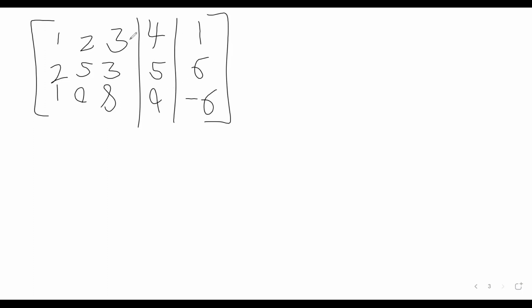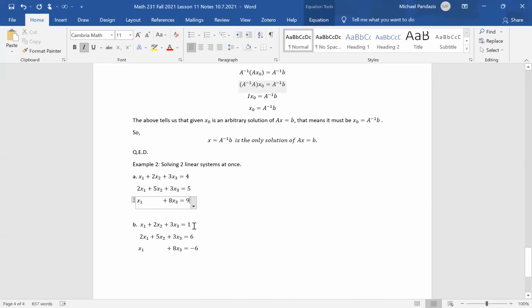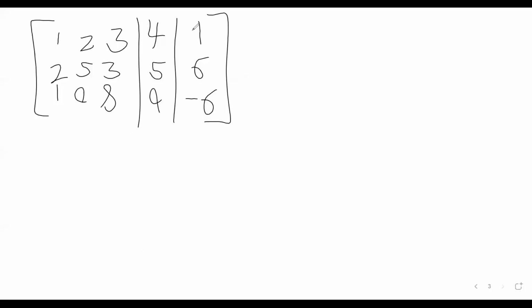So look at this real quick, and I'm going to go to the whiteboard and show you it again. 3, 1, 0. Okay, so see, these are the 4, 5, 9, 1, 6, -6. These are the coefficients on the left-hand side, the 3 by 3 matrix part. That's the same coefficients: 1, 2, 3, 2, 5, 3, 1, 0, 8. And 4, 5, 9, 1, 6, -6: these are the constants, right?